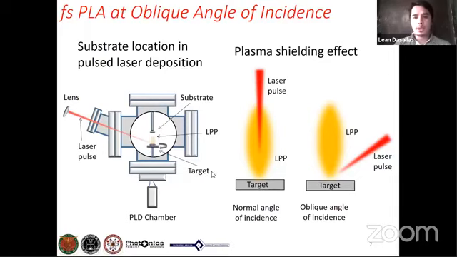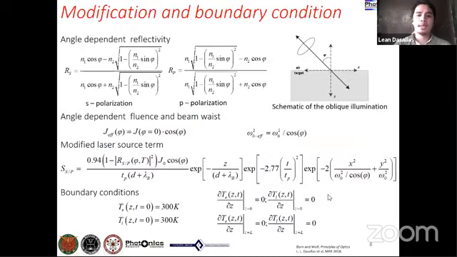And the other issue is what we call the plasma shielding effect. The laser is less effective when it passed through the laser produced plasma, and it will be more effective if it passed through the side. So what we did is to modify the existing two temperature model in cases where oblique angle of incidence is needed.